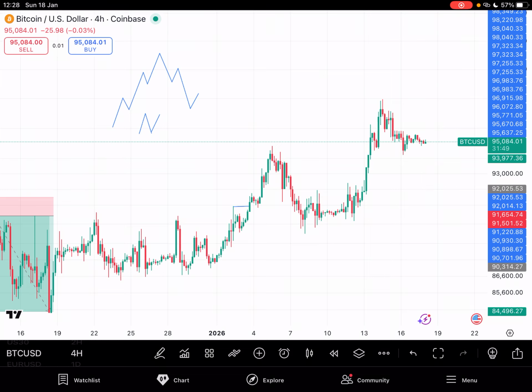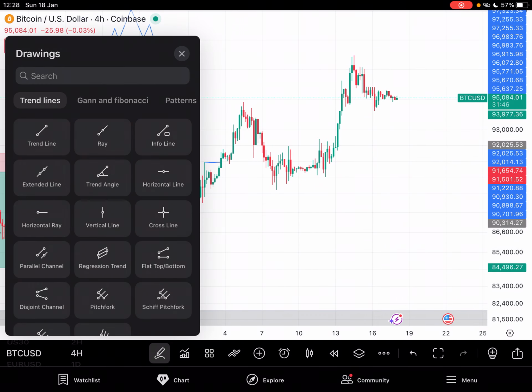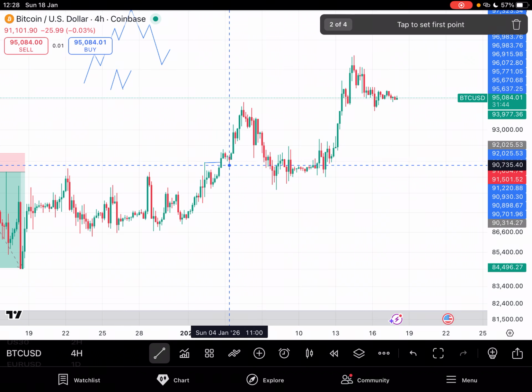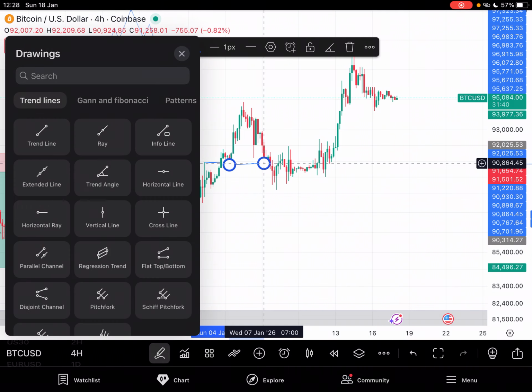We see that we have a break of structure here. This is what I already marked out, and after that, we look for inducement. This is an inducement zone. That's the inducement zone there. And lastly, the point of interest. So this is our point of interest here.